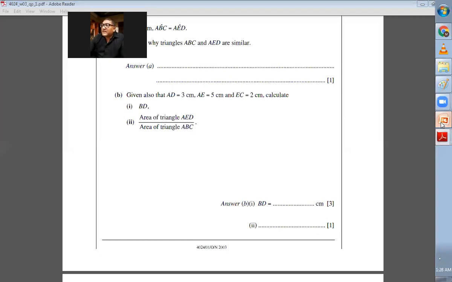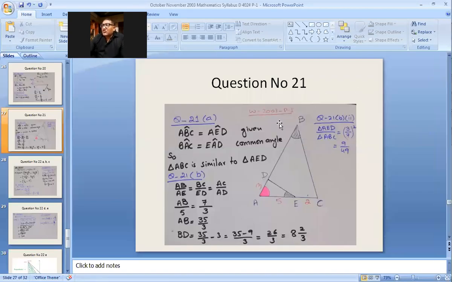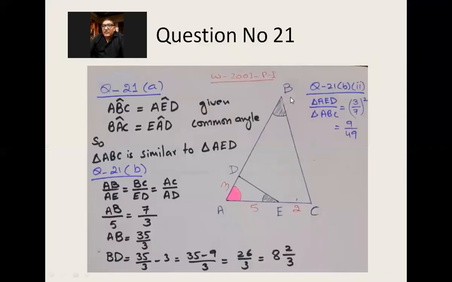He says BD. So we want to find out the value of the BD, and I will not be able to find out the value of BD directly. I will find out the value of the AB, and from there I will subtract the value of the AD. So I will get the BD. So BD cannot be found directly. You see these two triangles which we were talking about, they were similar to each other.